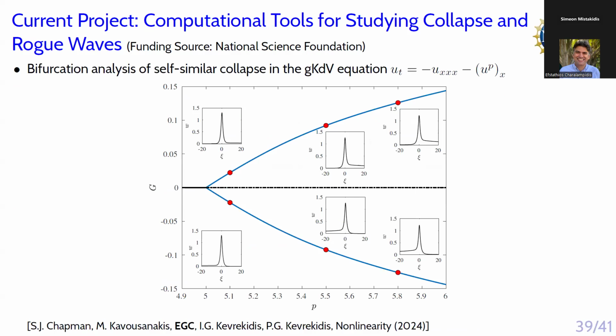And we recently did a very systematic tracking of branches in the generalized KdV paper, that is the paper that was published recently in Nonlinearity. It is a quite challenging problem, because here you have solutions where one behaves exponentially and the other one behaves algebraically. You have to use the compactified domains. That's the pain. It's really painful to resolve those solutions.